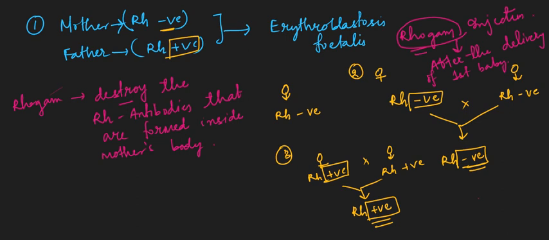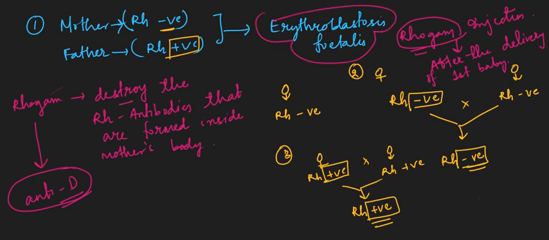This Rogam actually contains anti-D, antibody D. Fine. So you can get a question that we can use anti-D as a cure for this erythroblastosis fetalis. And this anti-D is used in this Rogam injection. And this Rogam injection is done after the delivery of the first baby. Fine. This is all about erythroblastosis fetalis.